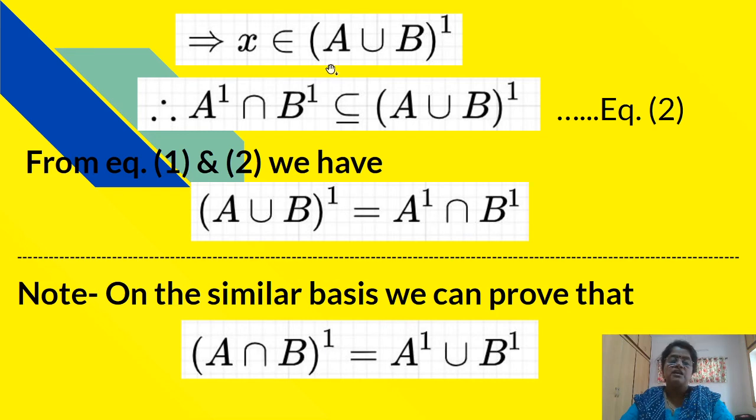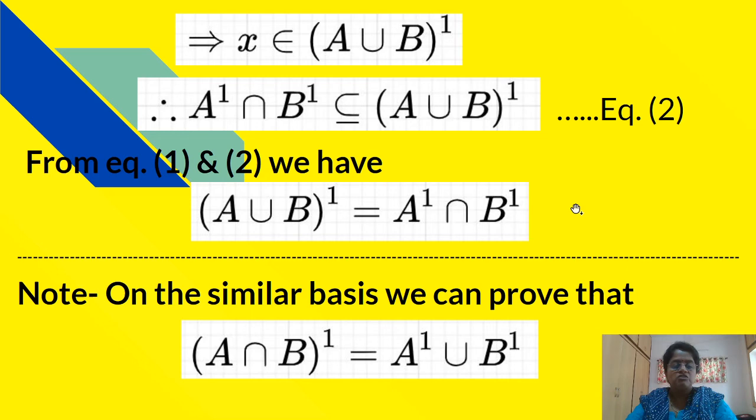If X is not in A union B, it means that X belongs to (A union B) complement. In the beginning, we have taken X belongs to A complement intersection B complement, and we came to the conclusion that X belongs to (A union B) complement. It means that A complement intersection B complement is a subset of (A union B) complement. Suppose this is equation 2, and from equation 1 and 2 we have (A union B) complement is equal to A complement intersection B complement.